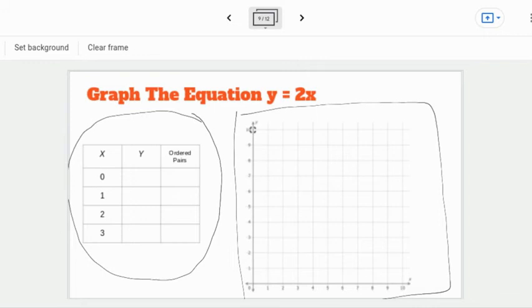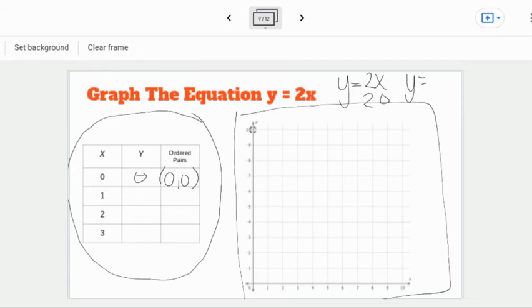Okay, I hope you guys were able to figure out this one. So we plug it in. Y equals 2x is our equation. In this case, our first one, x is 0. 2 times 0 is 0. So my ordered pair should have been (0, 0).